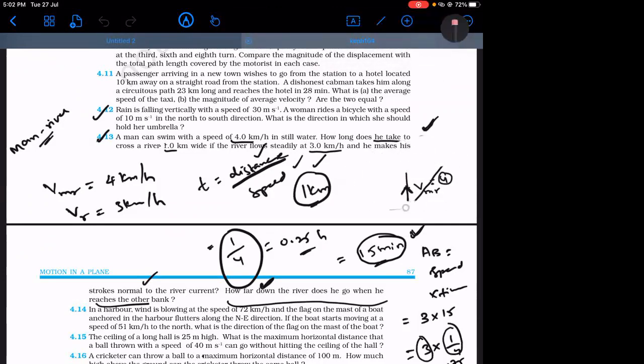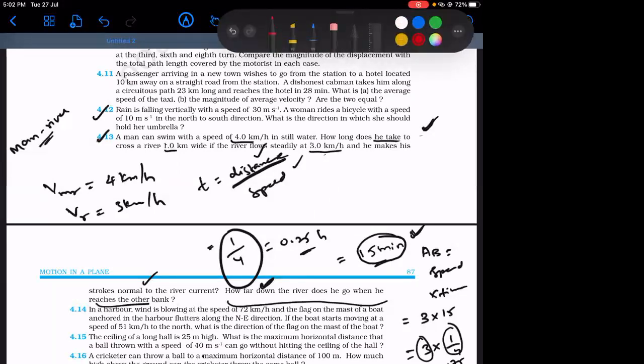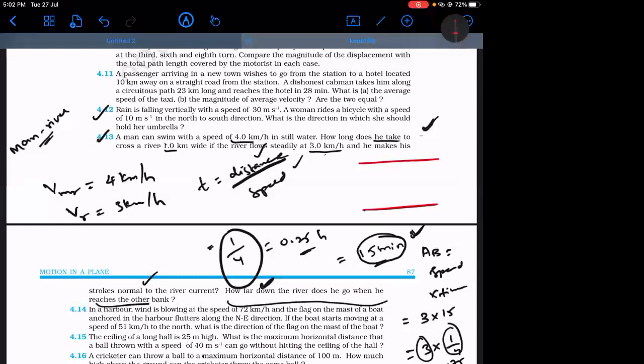Resultant is equal to the velocity of man. That one you understood, no? See, it is very simple. The width of the river is 1 kilometer, right? So the velocity of the man in still water, meaning the velocity of the man with respect to river, in this direction is 4. Is this point clear?